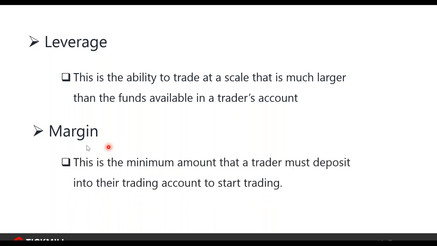Next, margin. It's the minimum amount that the trader must deposit into their trading account to start trading. For example, if you have a leverage of 1:100, you will need at least $1,100 in order to trade one lot of Euro USD. So that's how margin works. But if you have, let's say, 1:500, you don't need to have 1,100. You'd need just around $500 margin to cover that trade for the 1:500 leverage.